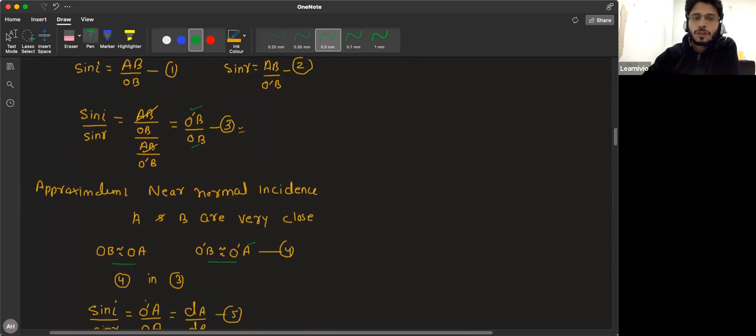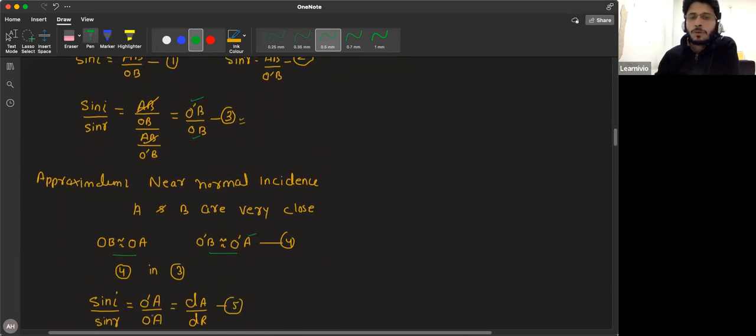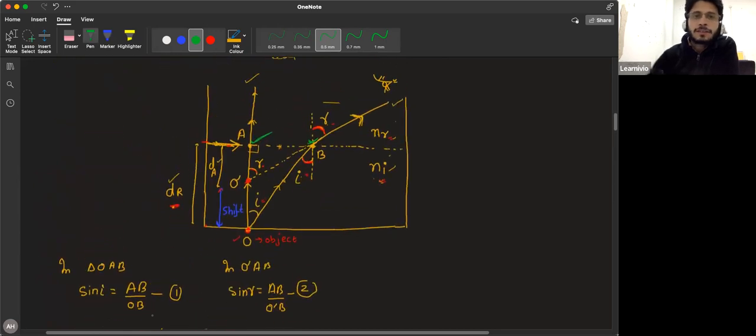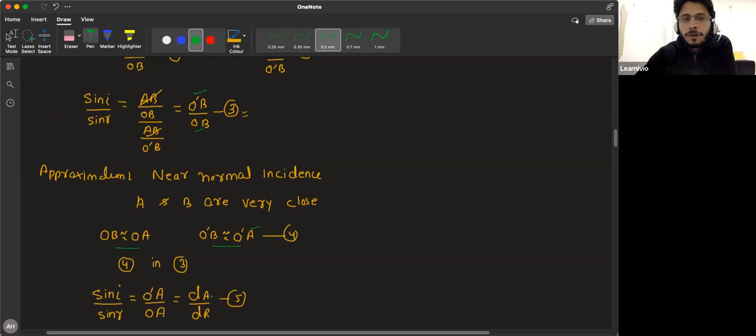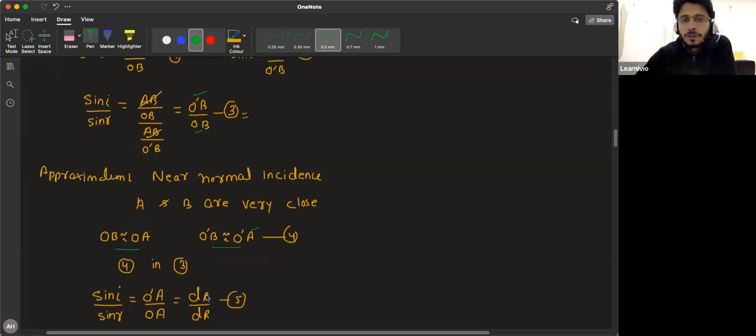So your expression will look like this: O prime A by OA. And if you look at this diagram, what is O prime A, Uneep? Is it real depth or apparent depth? Sir, apparent depth. And what about OA? Sir, real. So instead of O prime A, you can write apparent depth, and OA is real depth. So this is sin i by sin r, which is apparent depth by real depth.